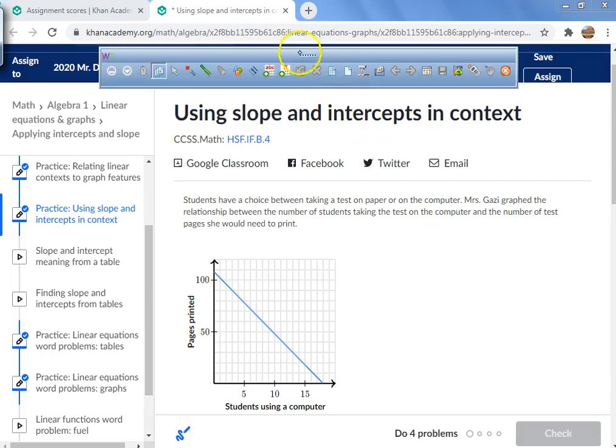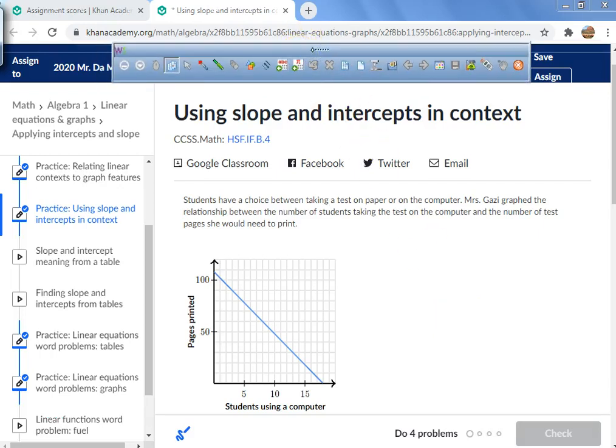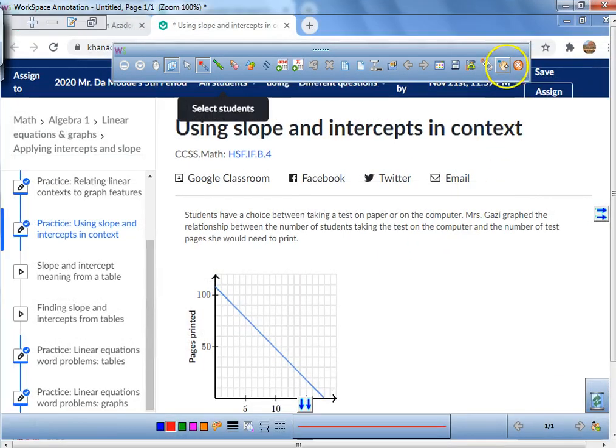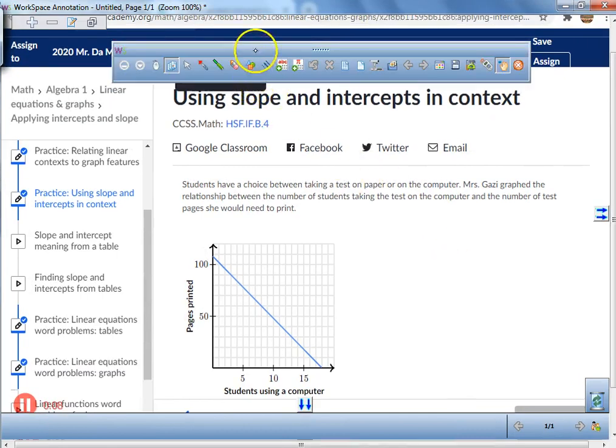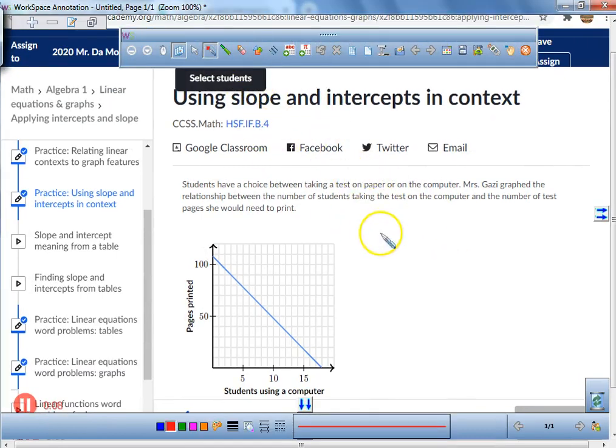All right, so in this video, we are going to be using slope and intercepts in context. We have some word problems here. Just remember, whenever you are using slope and intercepts in context, here's what you're going to need to know. Ready? You have your old slope-intercept formula, which is y equals mx plus b, correct?